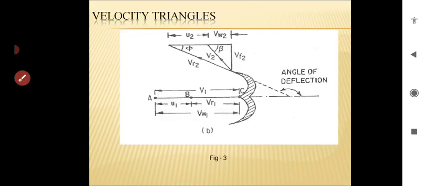Now velocity triangles. Observe this figure number 3. Here you will observe the velocity triangles of the impulse turbine. Now we will observe the velocity triangle derivation.